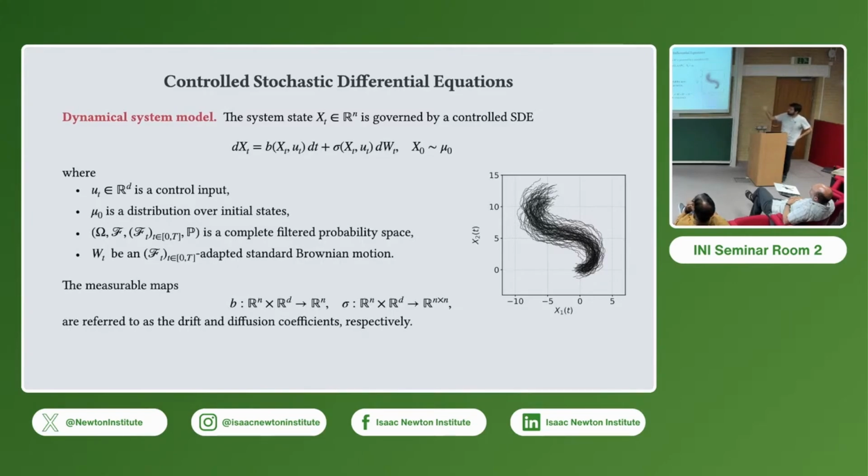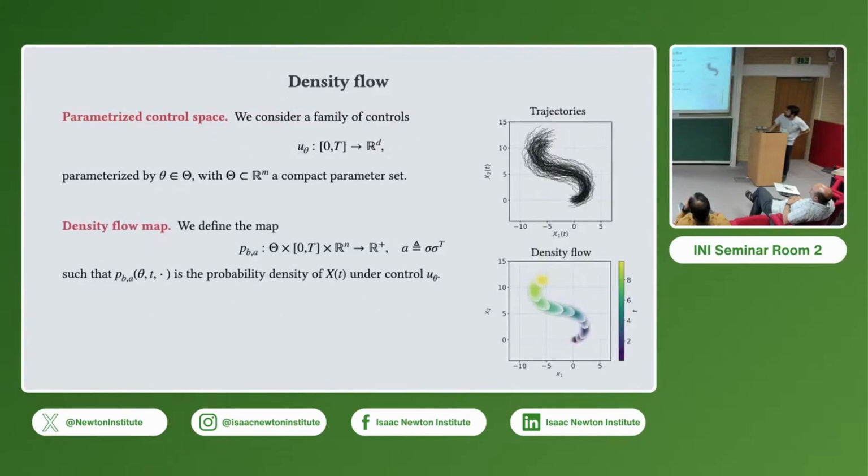And to define such an equation, I need to define Brownian motion and a filtered probability space over which I define this Brownian motion. So this is the model for the dynamical system in this work. Now I define the density flow.